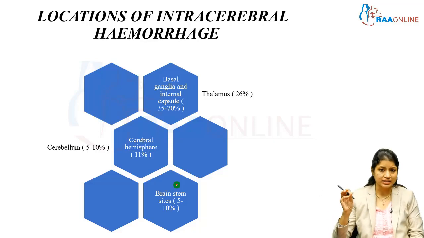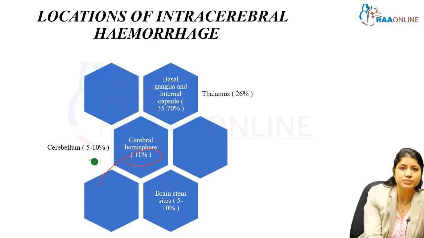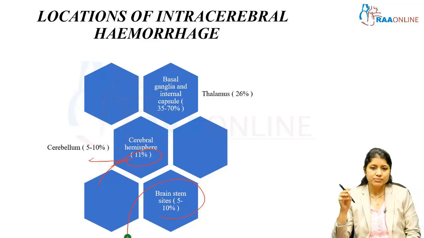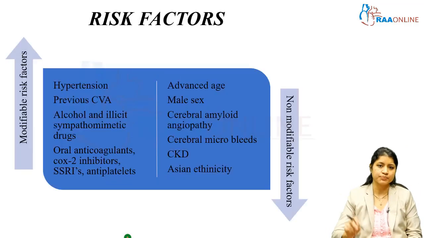So location: as we all know, intracerebral hemorrhage is most commonly seen in the basal ganglia and internal capsule, also commonly in the thalamus, and then to some extent, around 11%, in the cerebral hemispheres, and in the cerebellum it is around 5 to 10%. Brainstem intracerebral hemorrhage is a little less common, around 5%.